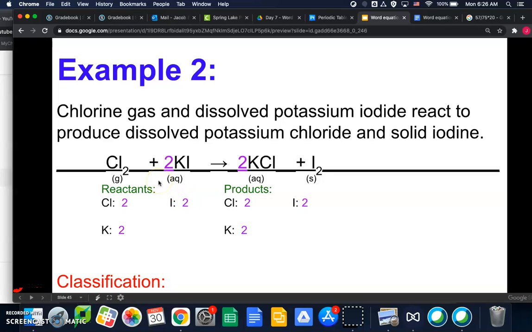Okay, and so then final step is to classify this reaction. Again, we have 1 element and 1 compound on each side. Whenever you have 1 compound and 1 element on each side, that should be a dead giveaway that's a single replacement. So this one's another single replacement.